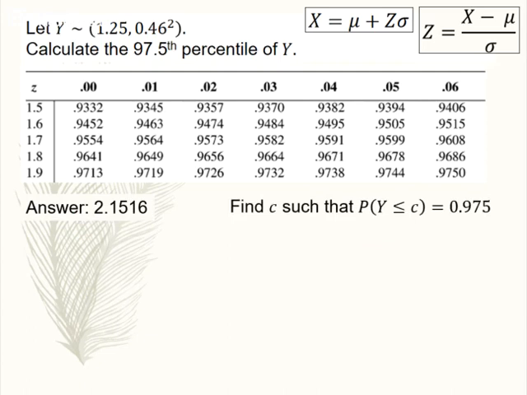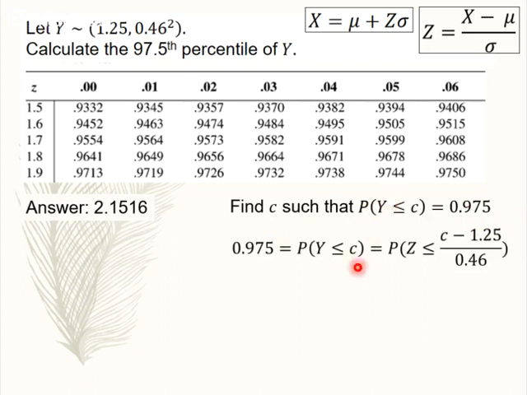So, in other words, what this question is asking you for is C, such that the probability of Y being less than or equal to C is 0.975. All right. So this is non-standard. This is not 0, 1. Okay, so you need to standardize it. I've just rearranged it. I took 0.975, put it on the left, and then copied this. And I know that this probability is equivalent to that one, provided I've standardized everything. So C minus 1.25 divided by 0.46.